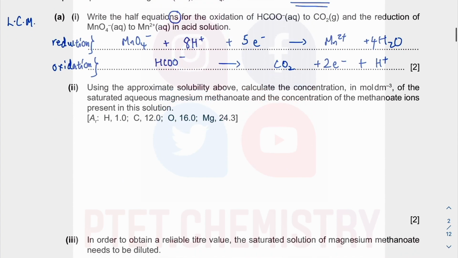Alright? So this kind of paper 5 common stuff is always about making a stock solution or dilution. So here, well, it's not a dilution question. It's not a making a stock solution question. It's basically a calculation question. You want it in mole per dm cube for the saturated aqueous magnesium metanoate, okay, and the metanoate ions present in this solution. So be very careful there. There are 2 things there.